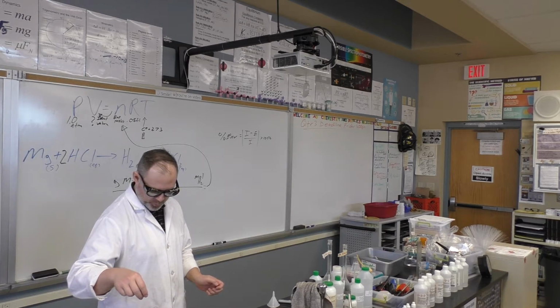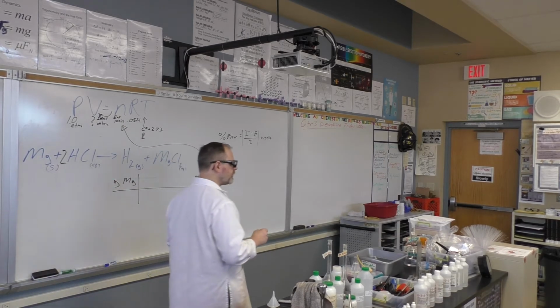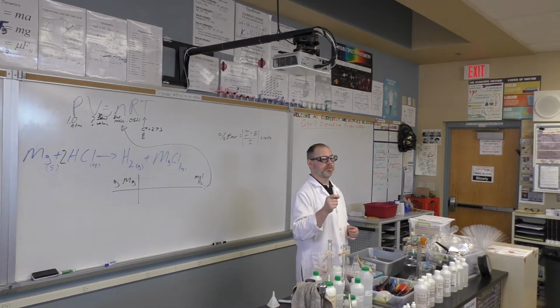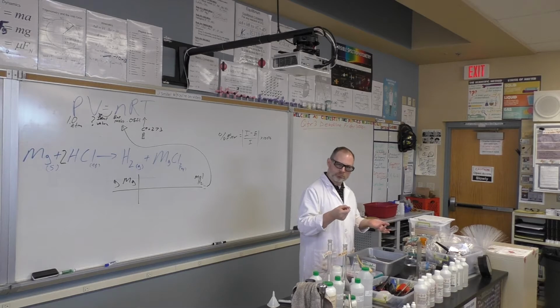All right, now I'm at 0.11, which is perfect. So if your piece of magnesium is bigger than 0.12, break it. If it's smaller than 0.08, add more. You can use more than one piece. Does that make sense?